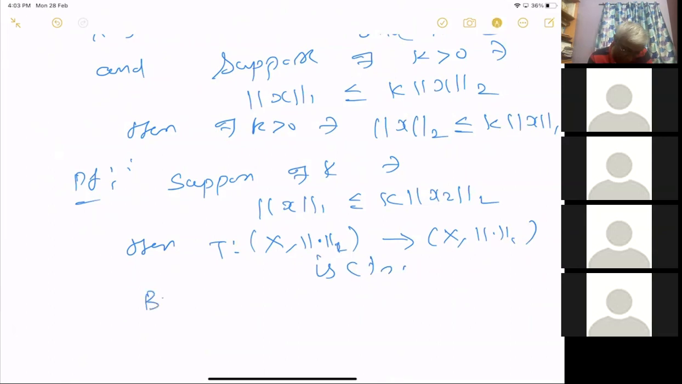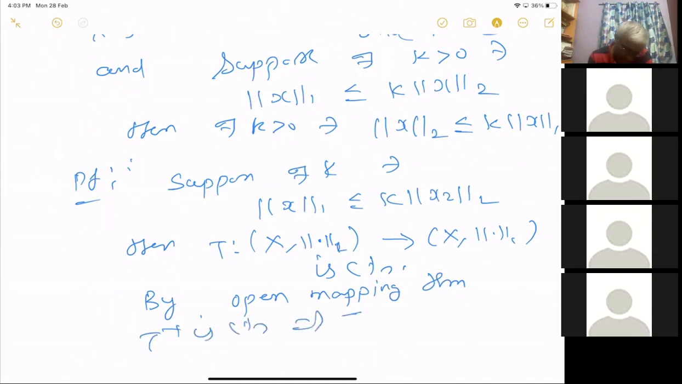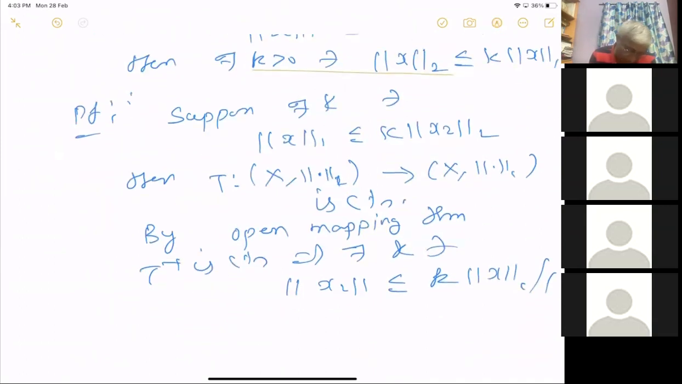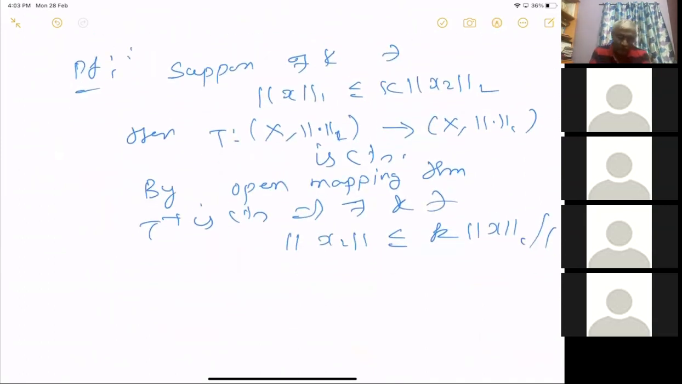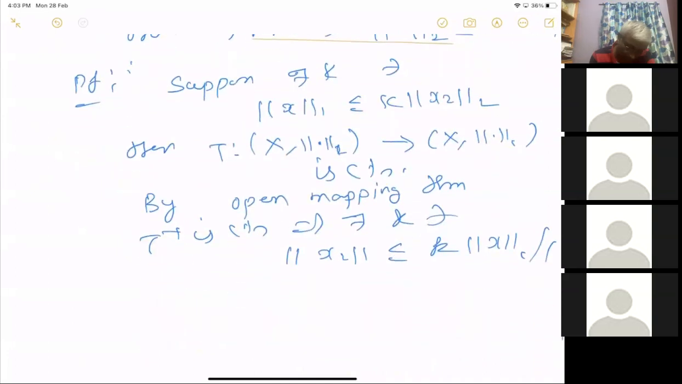By the open mapping theorem, when both of them form Banach spaces, T inverse is continuous. So this implies there exists a K such that norm x2 is smaller than K times norm x1. So both the norms are equivalent, or otherwise they have nothing to do with each other. If one norm dominates the other, this norm also dominates the other one. So the topology is the same. So we have another corollary.